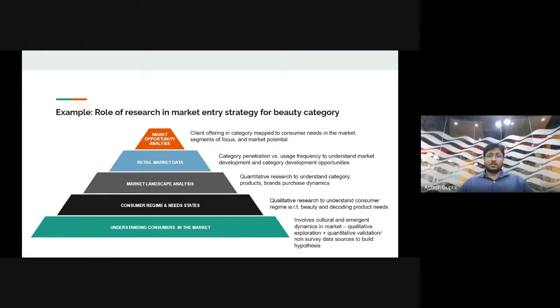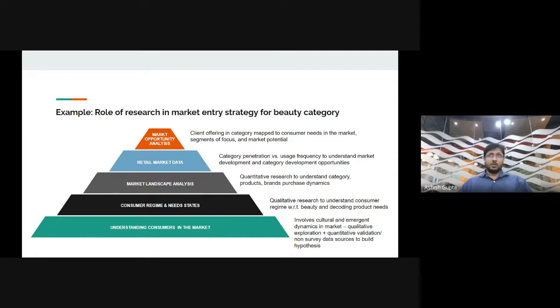So you want to understand the cultural and the emergent dynamics in the market. This could be based on certain data sources that you already have, or you would rather want to do a qualitative understanding of those consumer habits, the cultural understanding, and also probably quantify some of those themes which are emerging from the qualitative.